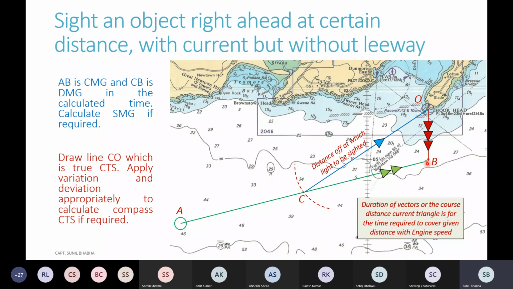Oscar to Bravo is the set and drift of the current for 1 hour. Remember, the Oscar Bravo drift was calculated basis this particular time only. And obviously, when Charlie to Oscar and Oscar to Bravo are for the 1 hour duration, then the third vector, Charlie Bravo, the green color course made good vector, will also be for the same duration. So now you can see why we followed this particular method. Now everything falls in place. It becomes clear why these steps have been calculated or marked in this particular way.